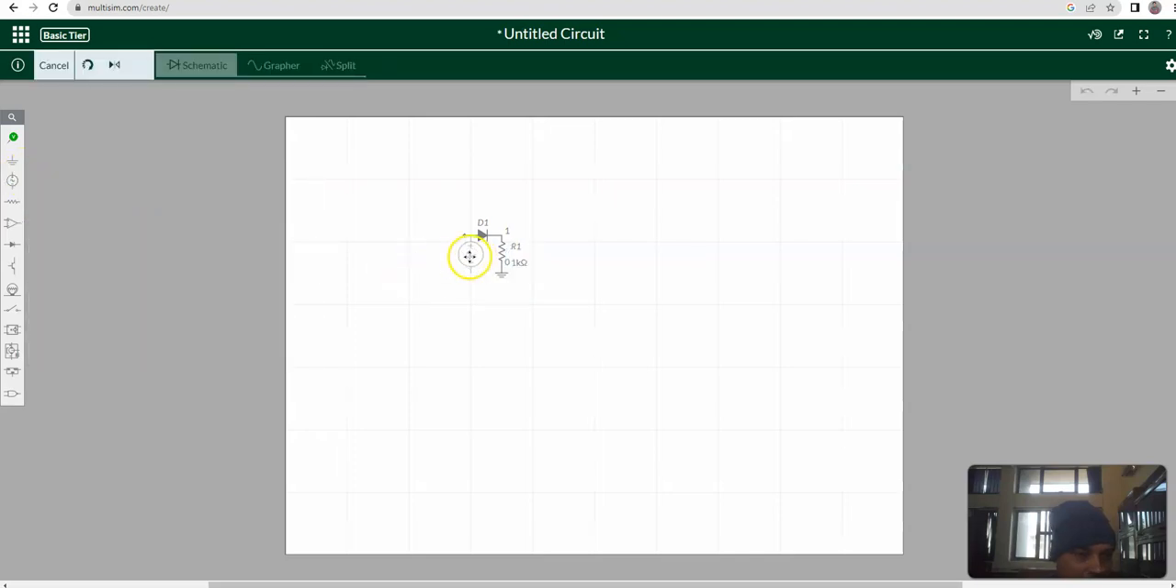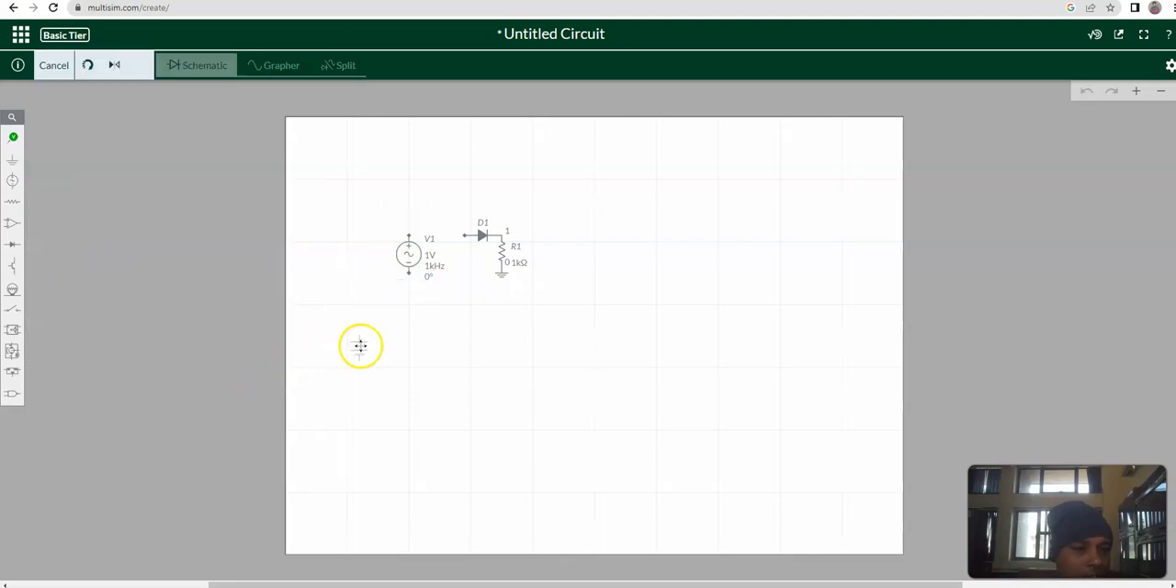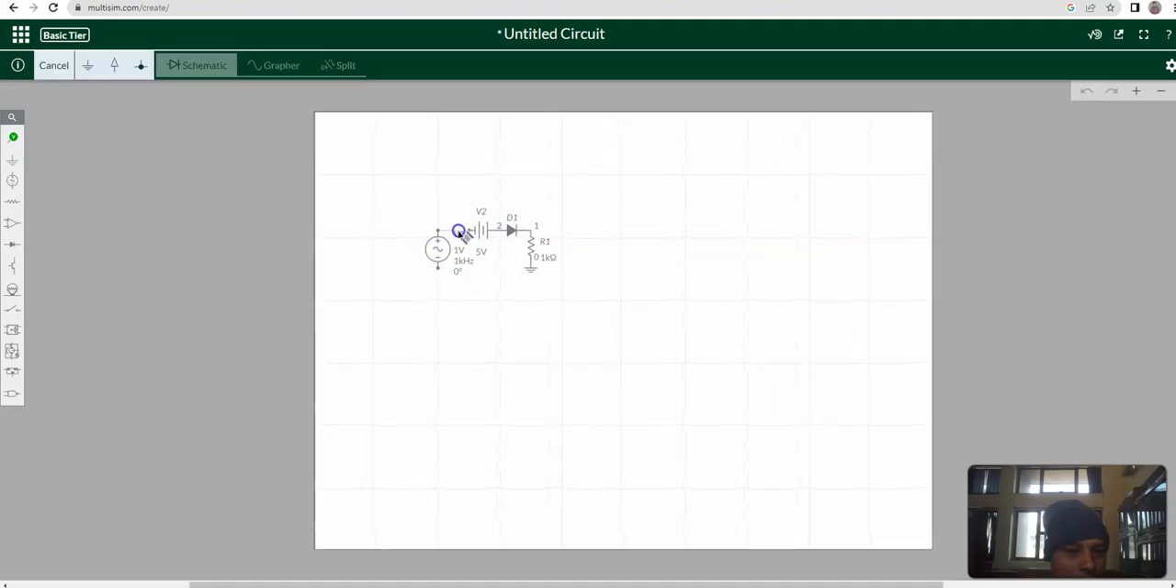First let us connect AC power supply. Right here. And we need a DC power supply also. Let's take it like this. Let us rotate it like this, and let us put it here like this, and let us connect these connections.